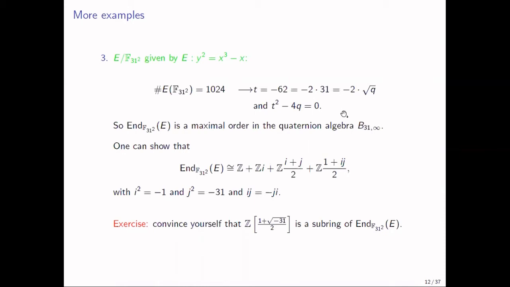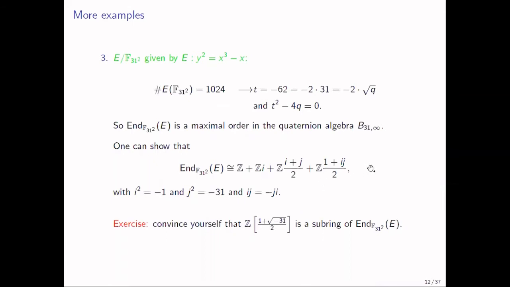So actually, the endomorphism ring is a maximal order in the quaternion algebra, ramified at 31 and infinity. And you can actually write down what this rational endomorphism ring will look like. It's generated by 1, (i plus j)/2, and (1 plus ij)/2, where i squares to minus 1, j squares to minus 31, and i and j anticommute. Okay, and this is actually one of the few examples where it's so easy to write down the full endomorphism ring of a supersingular elliptic curve.